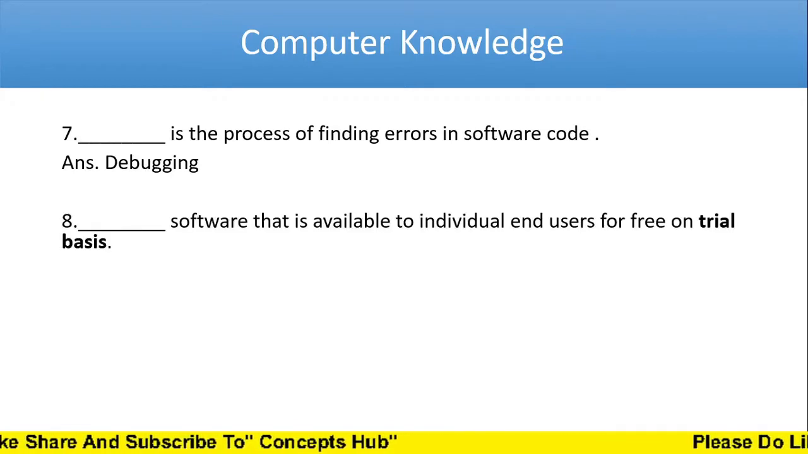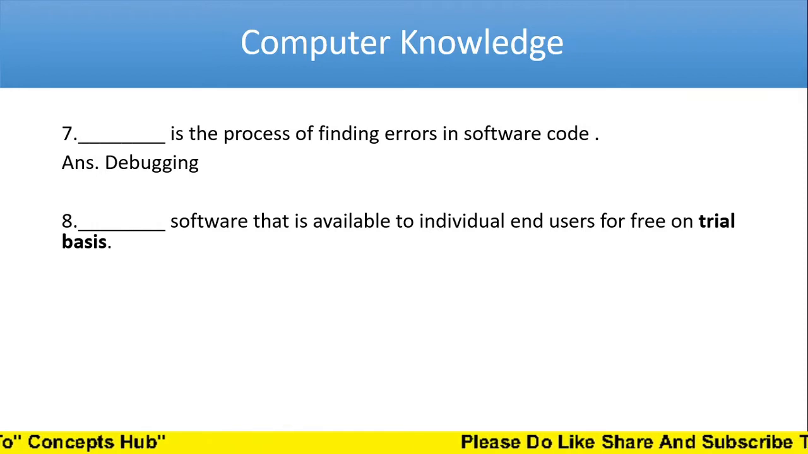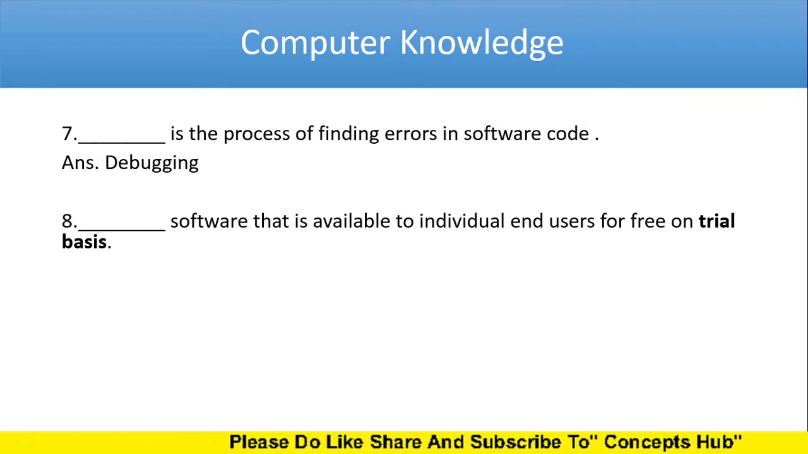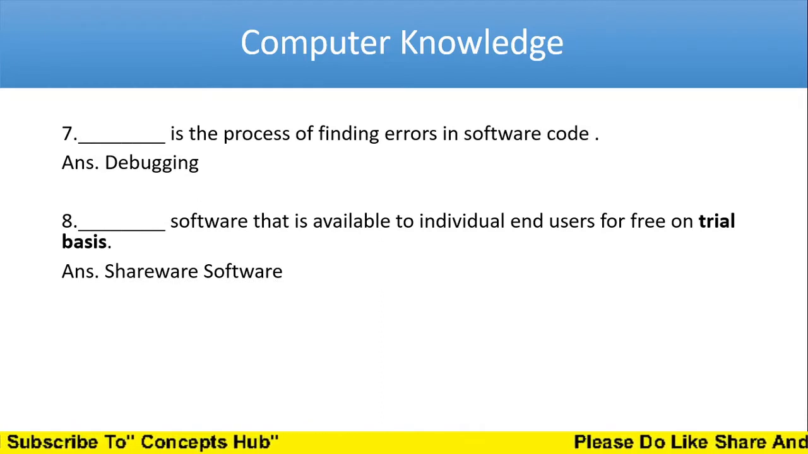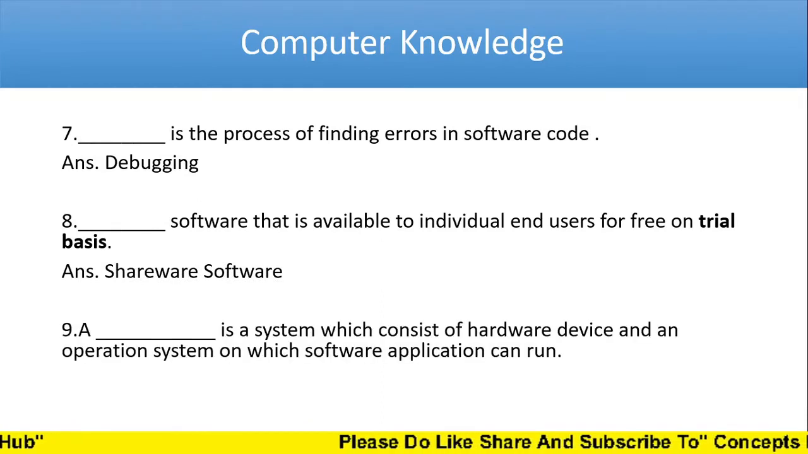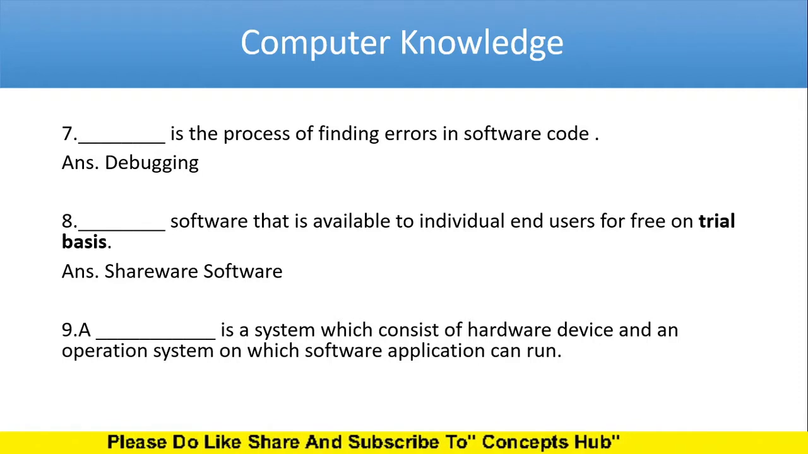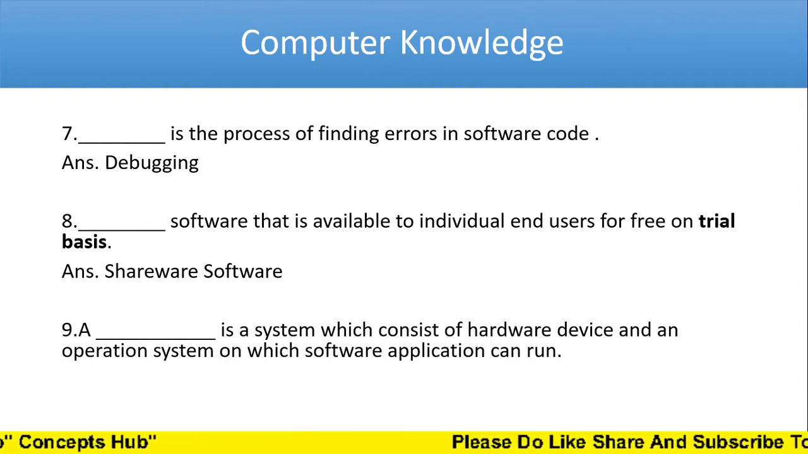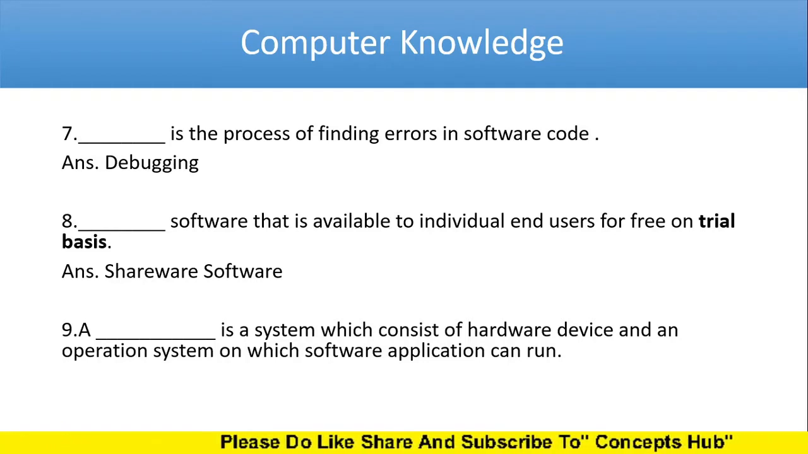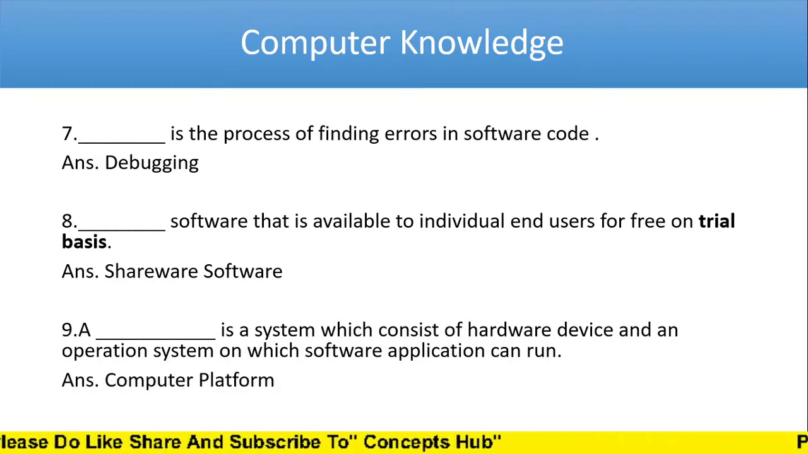Next. Dash software that is available to individual end users for free on trial basis. The answer is shareware software. Next question. A dash is a system which consists of hardware device and operating system on which software application can run. The answer is computer platform.